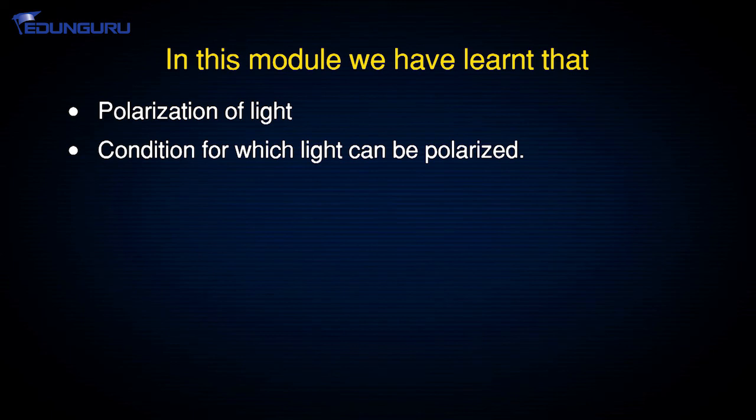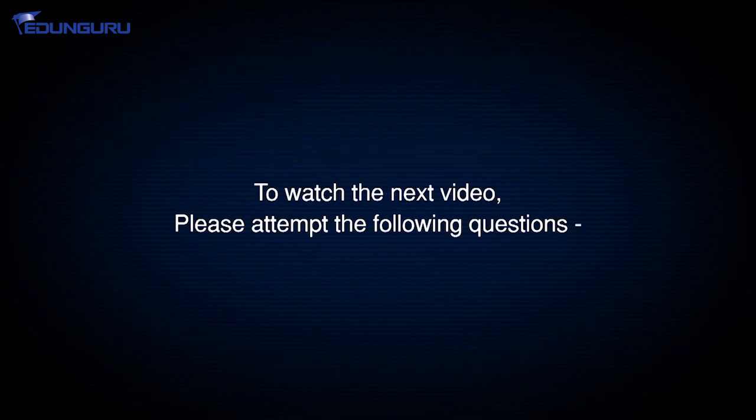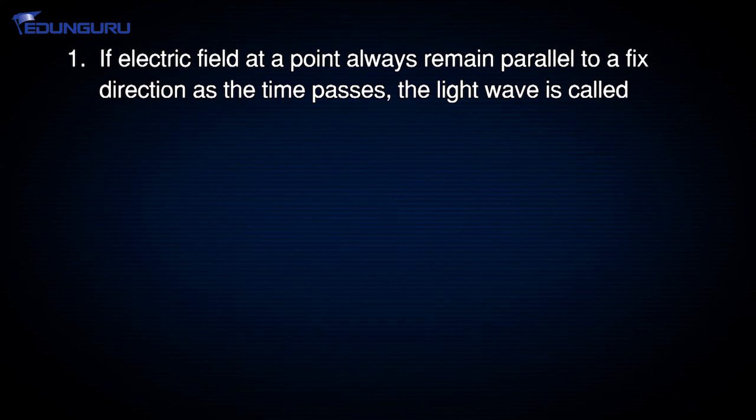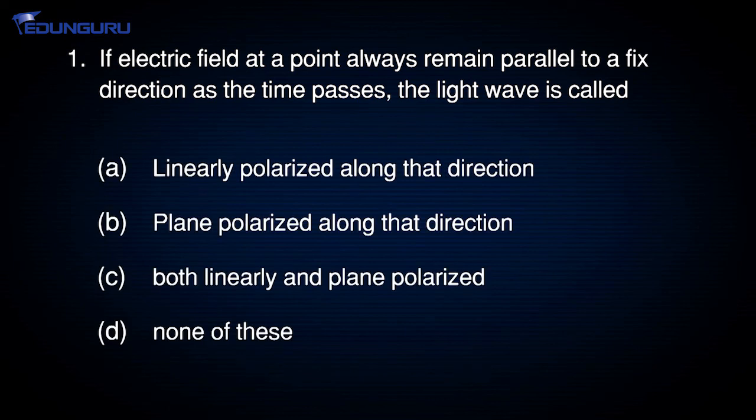Goodbye. In this session, we have discussed polarization of light. We have seen the conditions for which the light can be polarized. So before moving to the next session, please answer these three simple questions. Question number 1. If the electric field at a point always remains parallel to a fixed direction as time passes, the light is called: option A, linearly polarized along that direction; option B, plane polarized along that direction; option C, both linearly and plane polarized; option D, none of these.